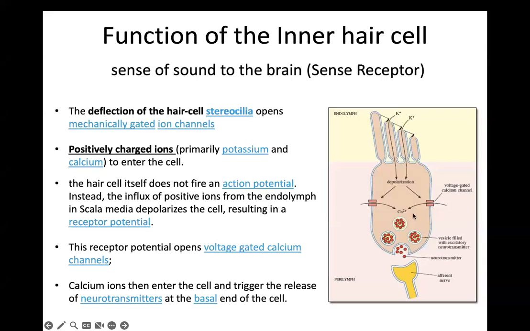Then calcium influx triggers the release of vesicles containing excitatory neurotransmitters. So these are neurotransmitters that are being released in response to the increase in intracellular calcium. So this would be the chemical component, okay? So you got mechanical, chemical, and now the electrical, which is when the neurotransmitter binds to the afferent nerve and then triggers an action potential. And that's how you hear sound, okay?